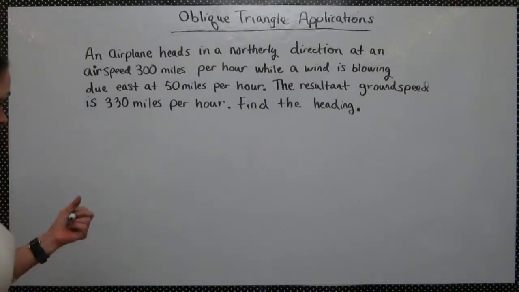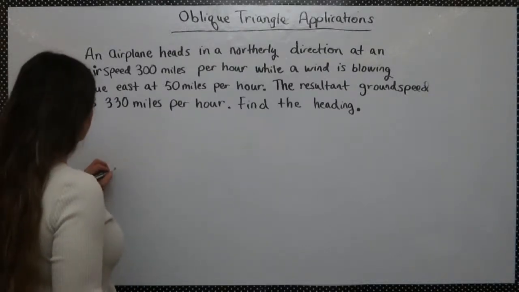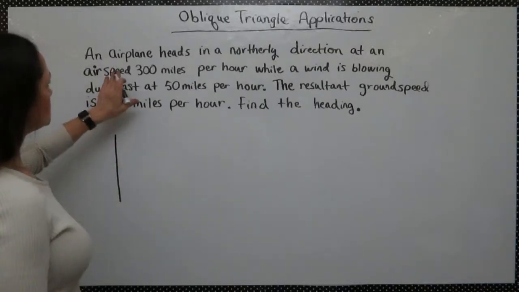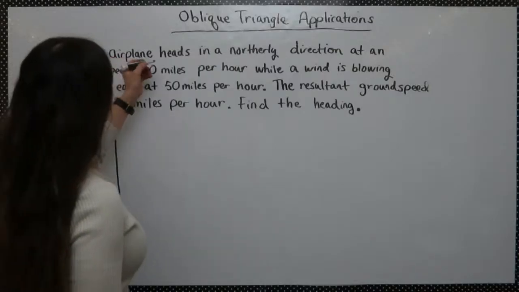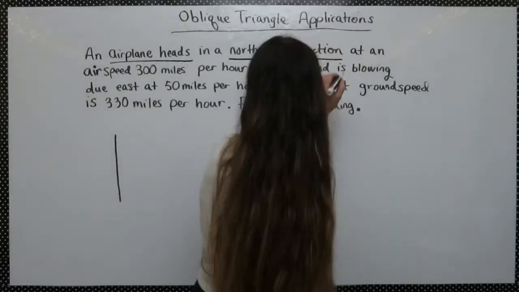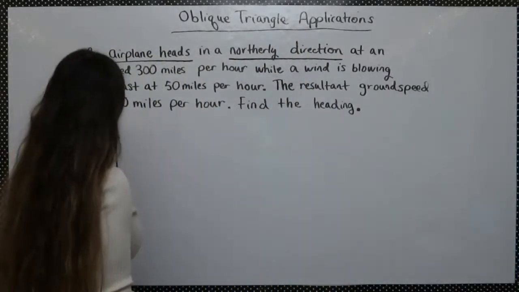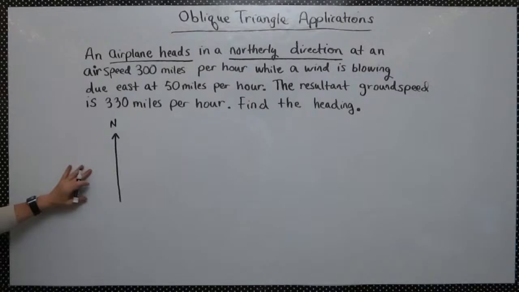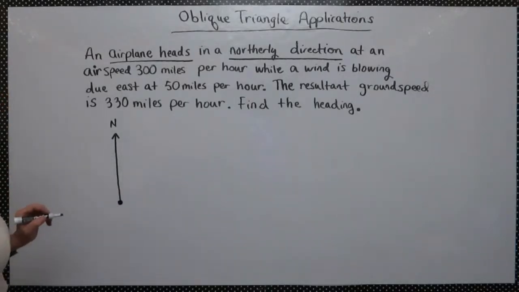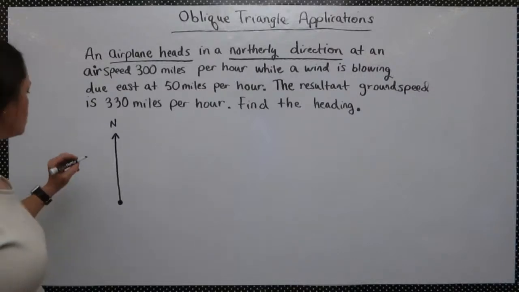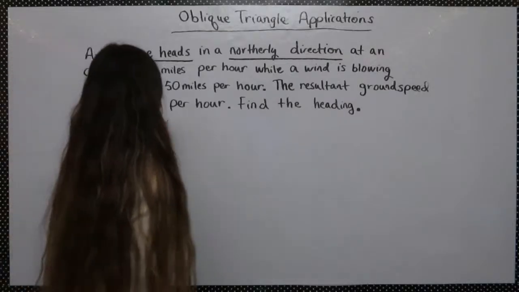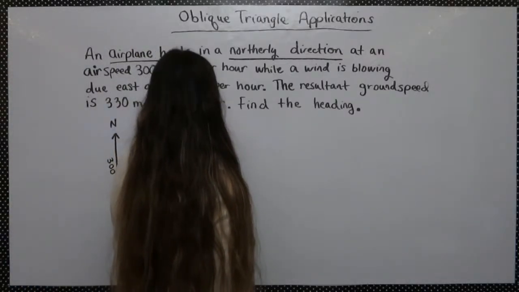So I'm going to go ahead and set up my diagram, my first one. I'm going to draw a vector because it says my airplane heads in a northerly direction. So north, my first vector. And what else does it say? At 300 miles per hour. So we'll just label this 300. Remember, distance equals the rate times the time.